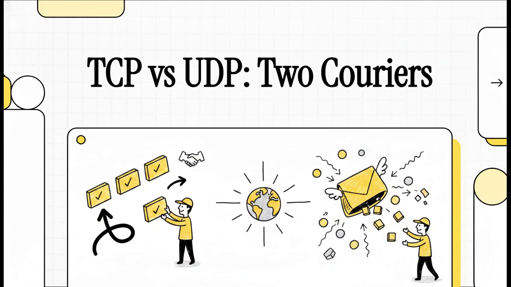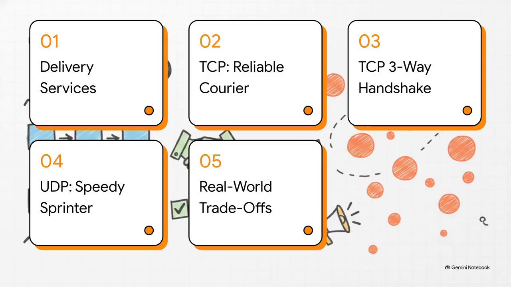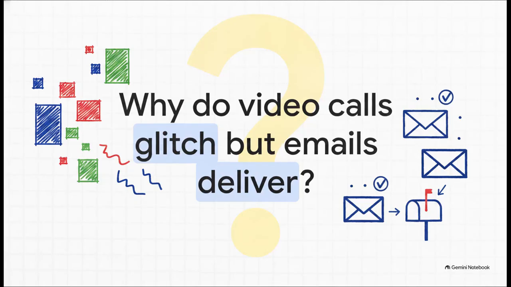Getting a handle on how they operate is the absolute key to understanding why our networks behave the way they do. We've got a great roadmap for this explainer. First, the Internet's delivery services. Then, TCP, the reliable courier. Next, the TCP three-way handshake. After that, UDP, the speedy sprinter. And finally, real-world protocol trade-offs. Okay, let's dive into this.